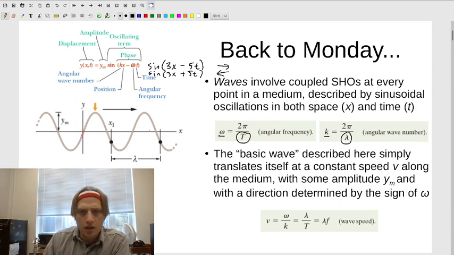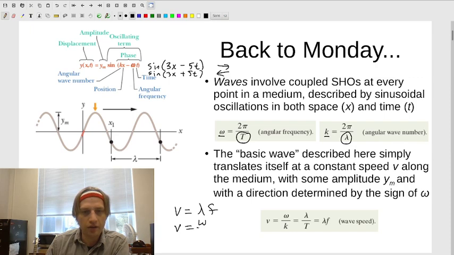Now, the speed of that wave, we've also talked about how the speed is the wavelength times the frequency, or the speed is the angular frequency divided by the wave number. Those are two ways of saying the same thing because the 2 pi's, it turns out, just cancel out.